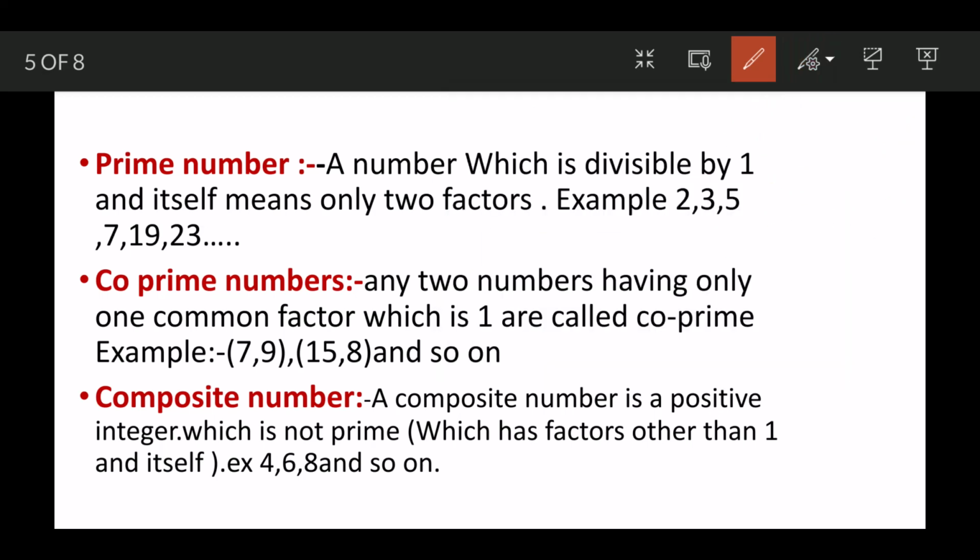Let's take another example like 13. If we write factors of 13, that would be 1 and 13. So 1 and the number itself. So 13 is a prime number.